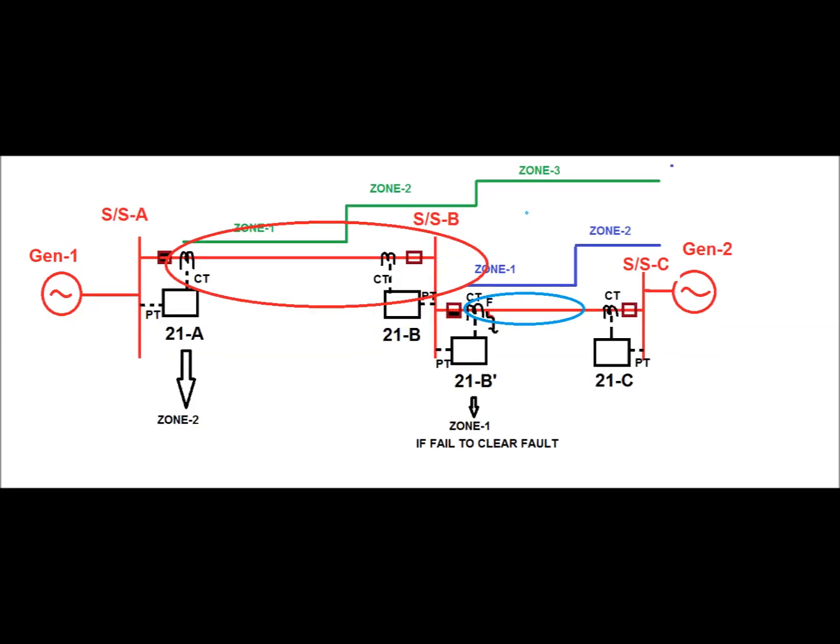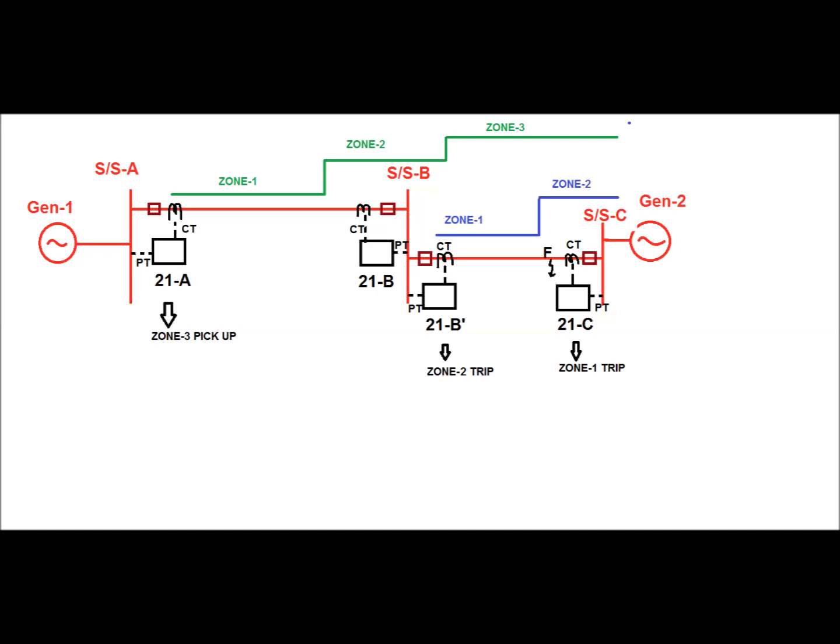Now consider the fault at point F for line segment B and C. If 21B dash fails to clear the fault due to CB failure, then what will happen? Then the 21A relay will trip as a backup protection at zone 2 time, that is 300 to 350 millisecond, and trip the line segment AB to clear the fault.